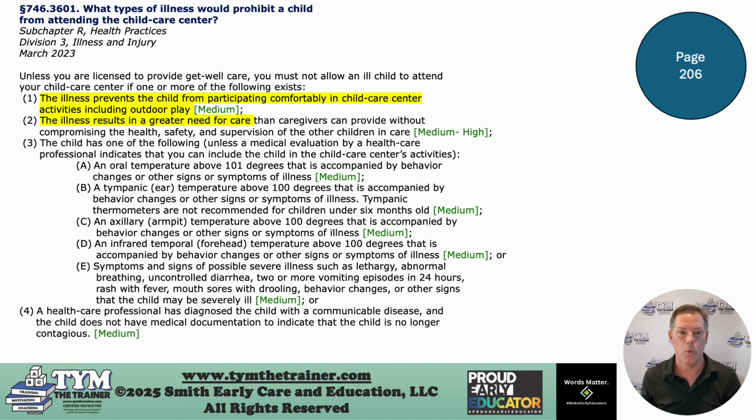If the child has one or more of the following conditions, they have to be excluded. So an oral temperature of 101, accompanied by other signs and symptoms or behavior changes, a tympanic temperature, which is the ear, an auxiliary temperature, which is the armpit, or an infrared temperature, which is the forehead, of 100 degrees, once again accompanied by other signs and symptoms of an illness or behavior changes.